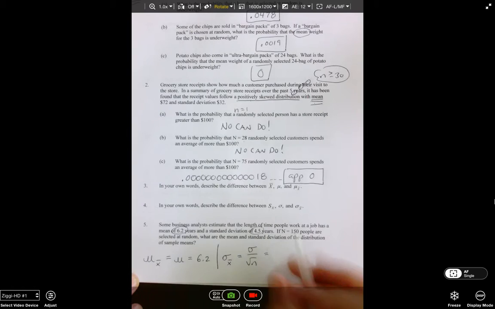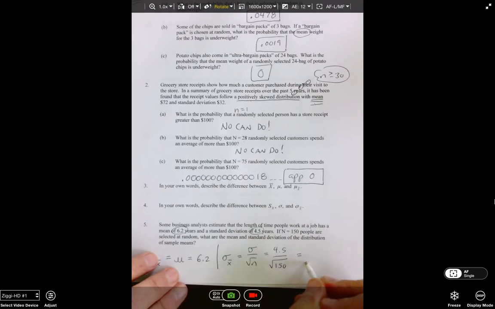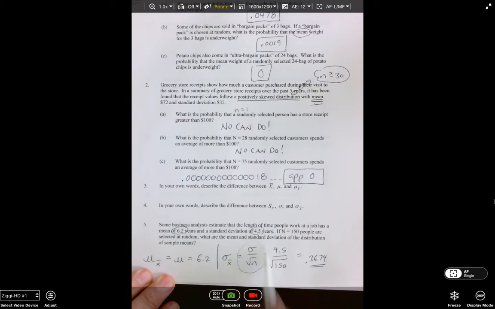And the standard deviation of the distribution of sample means is 4.5 over the square root of 150. So guys, put that in your calculator. And I get 0.3674. Guys, this is really going to play an important role here in the next week or so when we start into inference and we start looking at confidence intervals and test statistics and things like that.